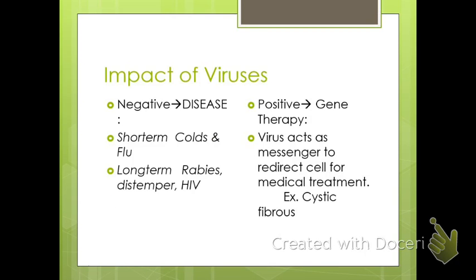Now, the impact of viruses, for the most part, we would call negative. Short-term examples would be colds and the flu virus. Long-term would be viral diseases like rabies, which ultimately kills, HIV, which with antiviral drugs can be kept in hiding so patients can stay in remission now, and distemper is a disease that attacks dogs.